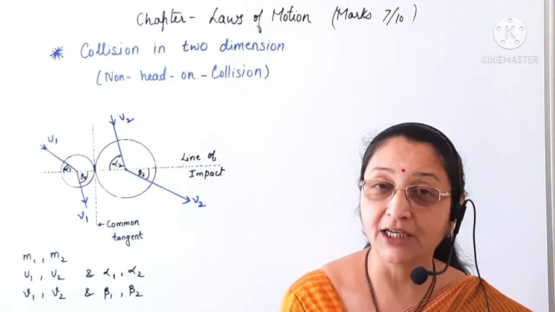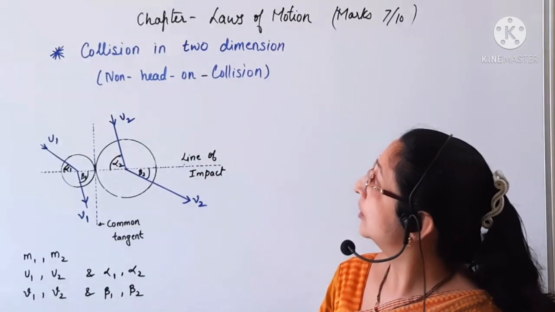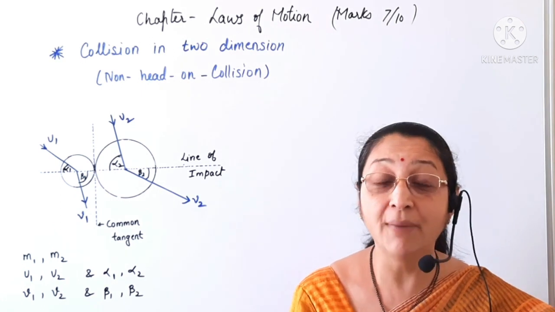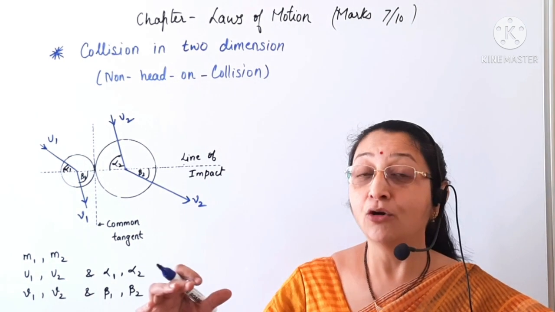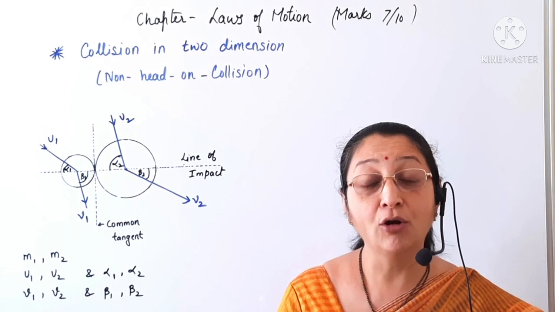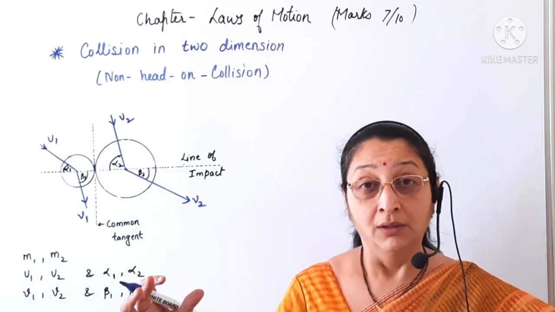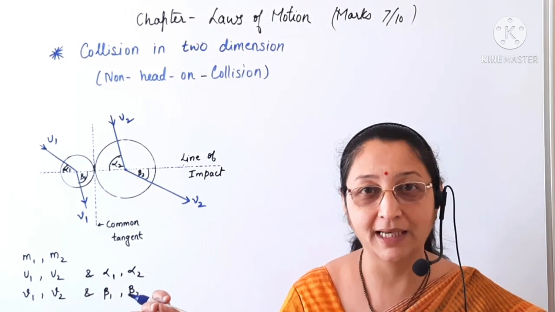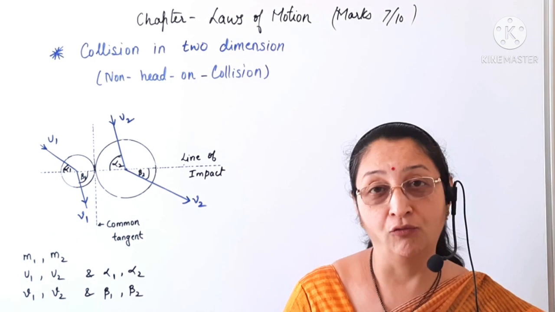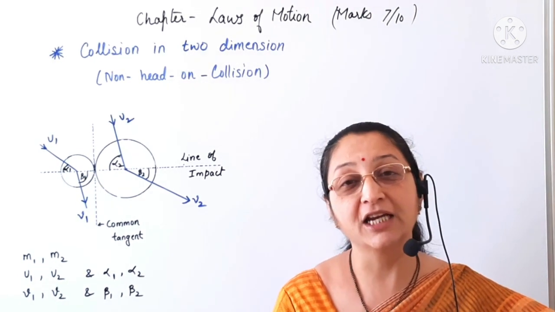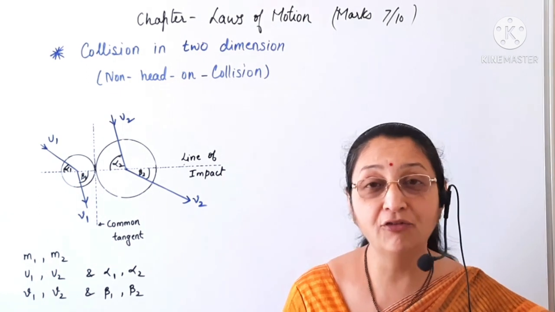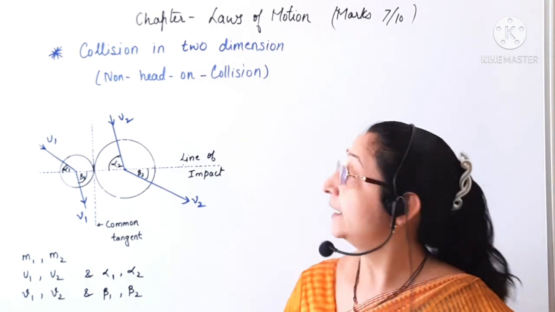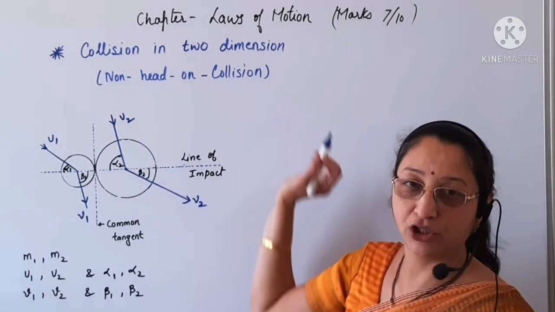Now today in this lecture we are going to discuss collision in two dimensions, that is, when two bodies are colliding but they are not in the same straight line, they are not in one dimension. The initial velocities and final velocities are not in the same straight line, but the directions of the initial velocities and the directions of the final velocities are different. Such collisions are two-dimensional collisions, also called non-head-on collisions.